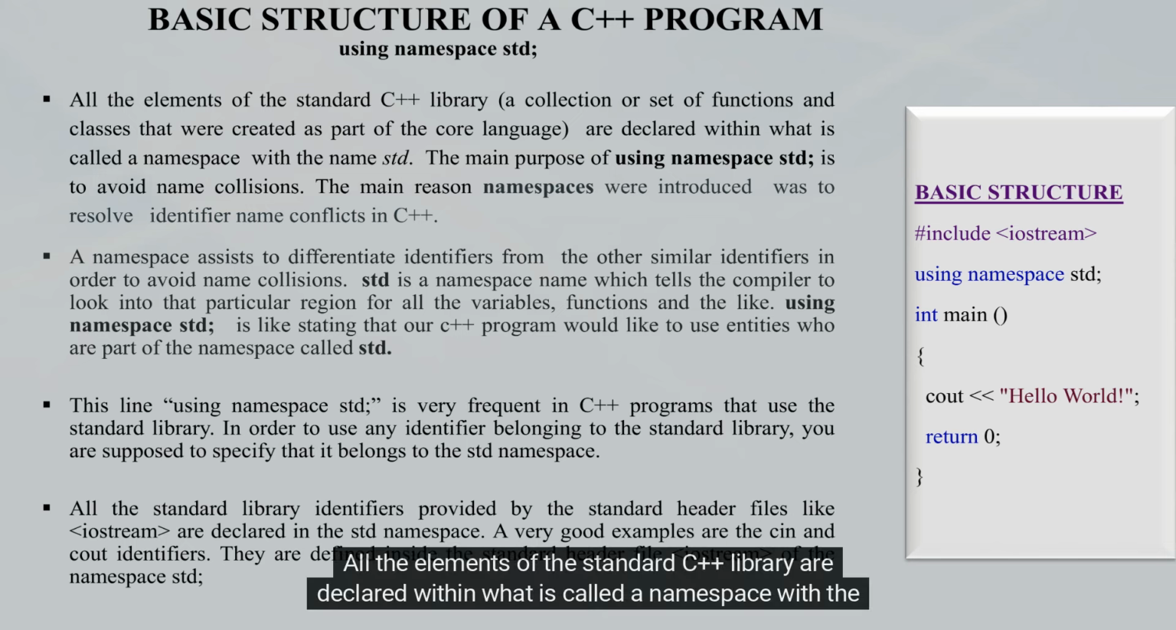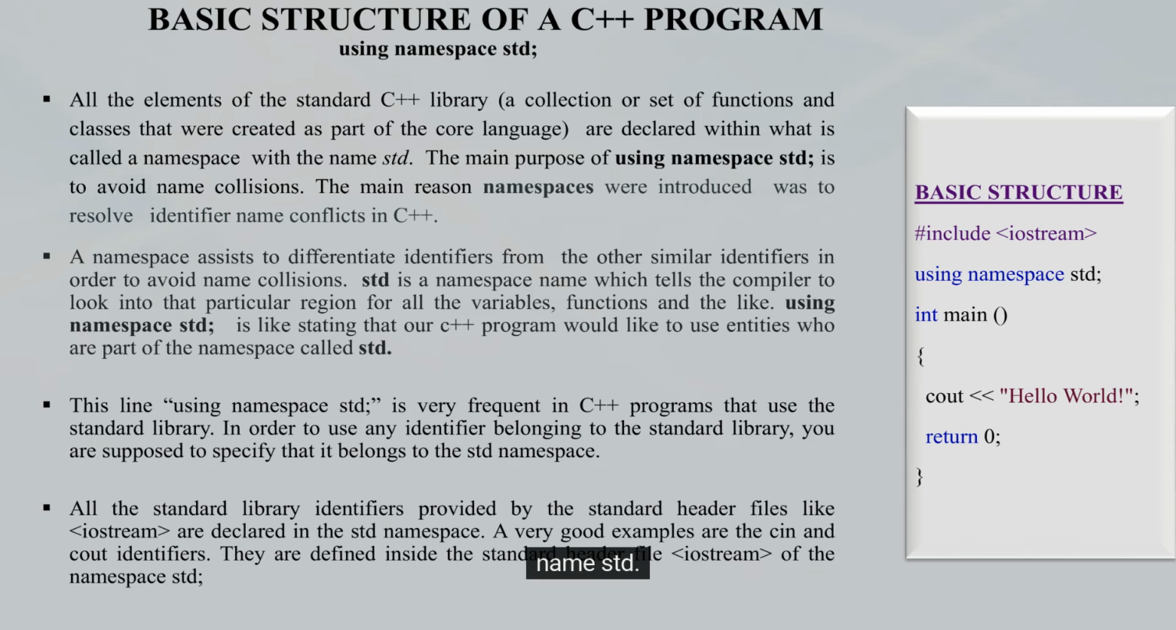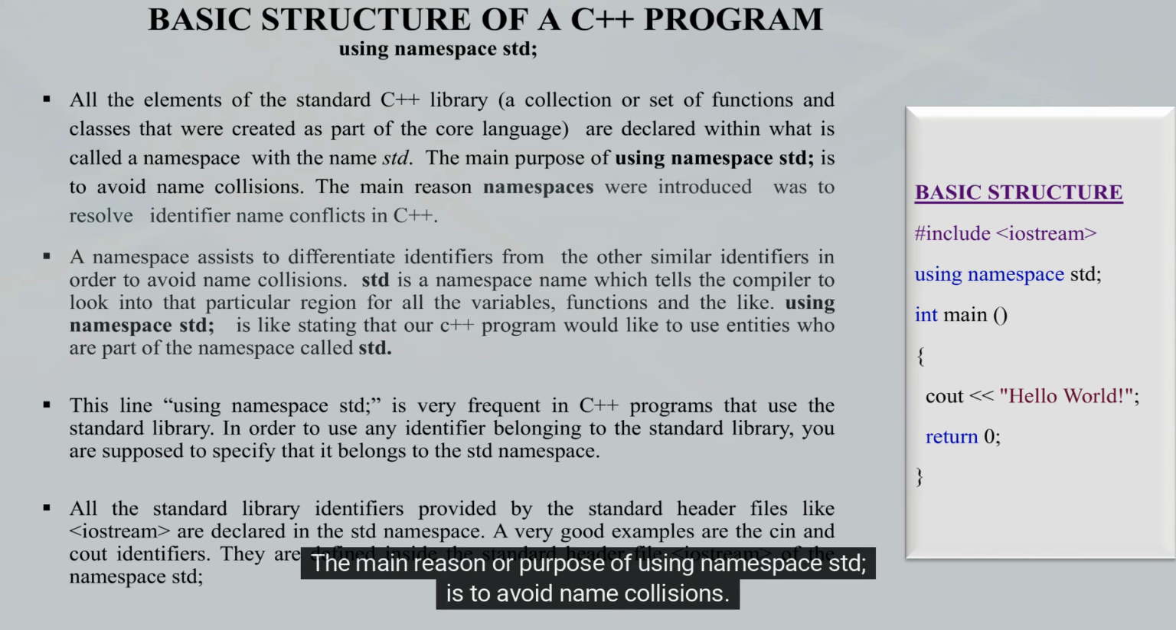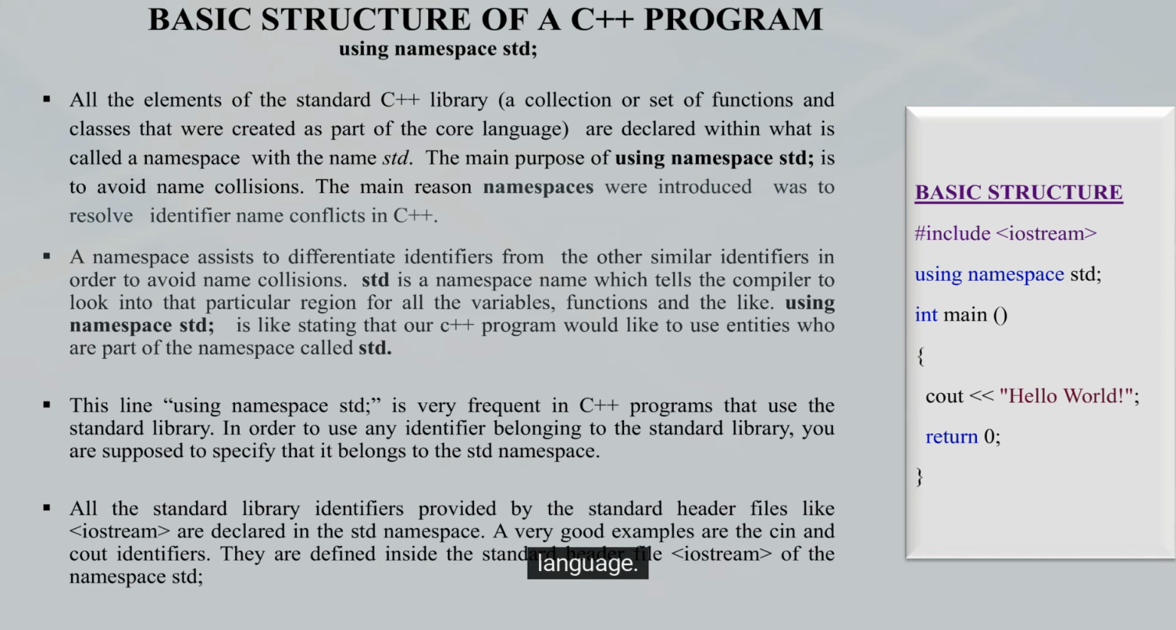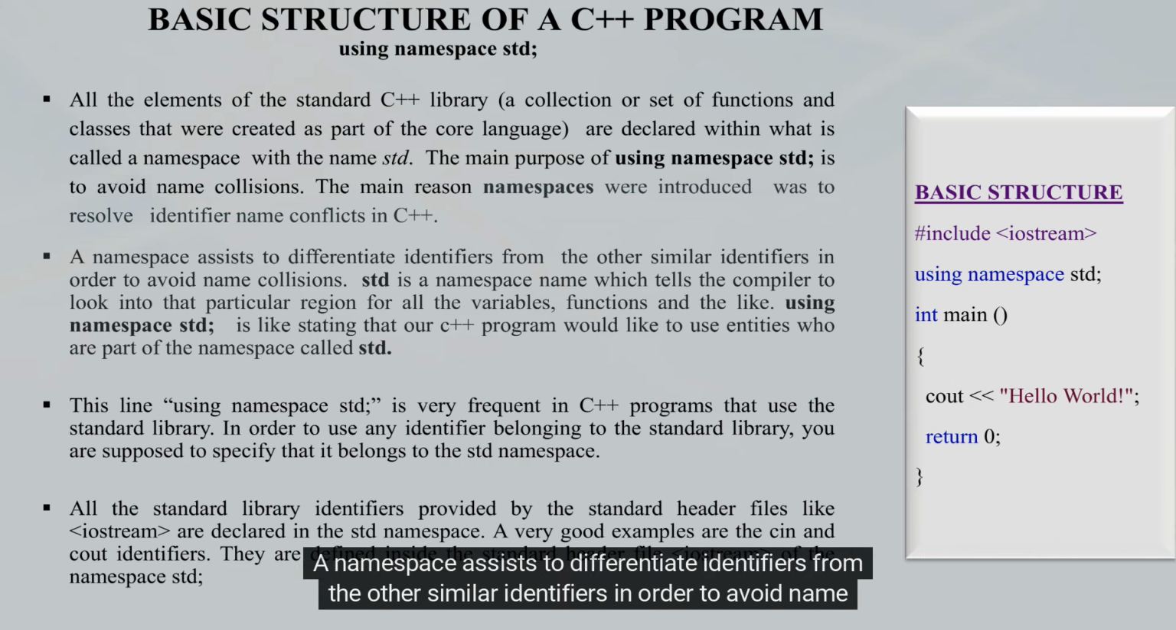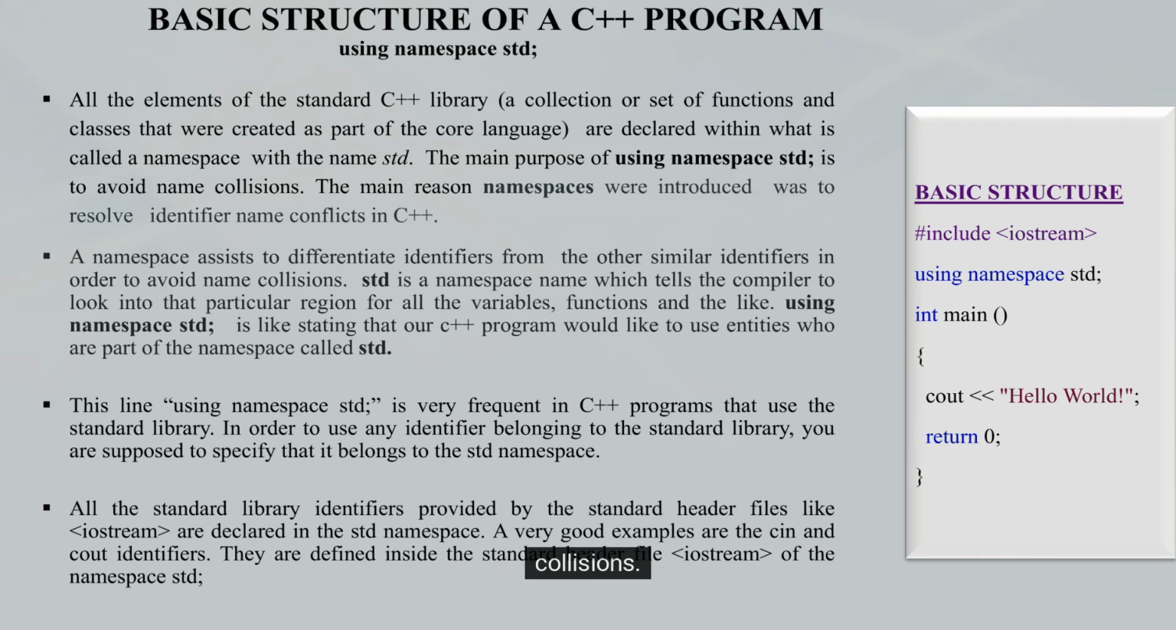All the elements of the standard C++ library are declared within what is called a namespace with the name std. The main purpose of using namespace std is to avoid name collisions. The main reason namespaces were introduced was to resolve identifier name conflicts in the C++ programming language. A namespace helps to differentiate identifiers from other similar identifiers in order to avoid name collisions.